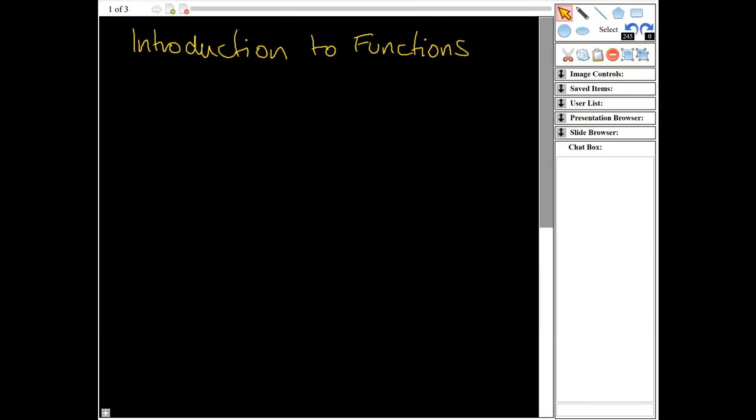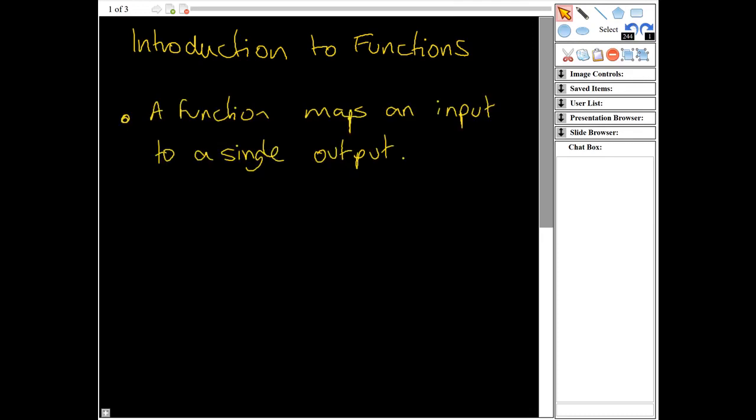Okay, so in this video, I'm going to talk about functions. This first video is going to serve as an introduction to functions. There are a few things we need to know about functions to start with. A function is something which maps an input into a single output. So you take one number and you get one number out.